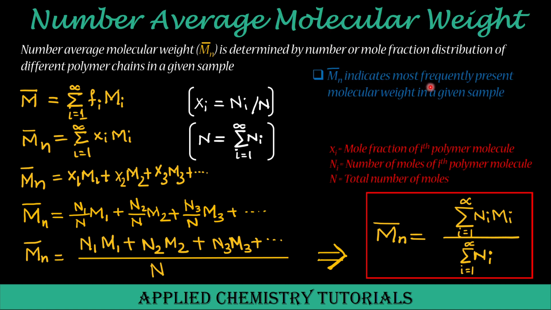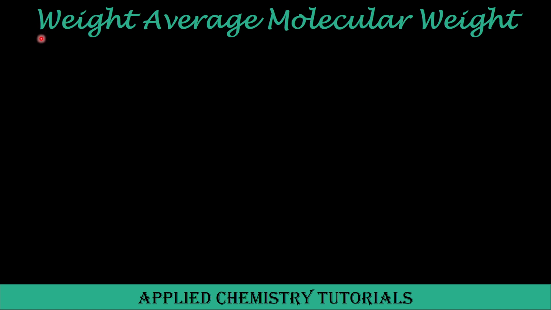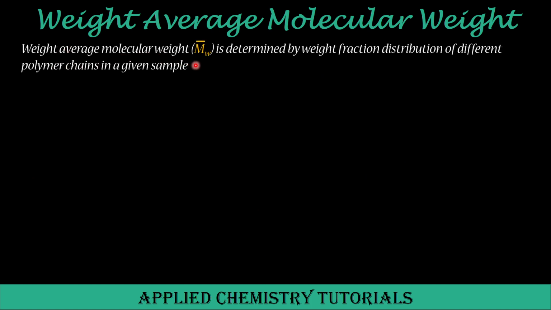Now Mn bar indicates the most frequently present molecular weight in a given sample, and Mn bar is usually determined for low molecular weight polymers. Now let's see weight average molecular weight of polymer. Weight average molecular weight, or Mw bar, is determined by the weight fraction distribution of different polymer chains in a given sample.